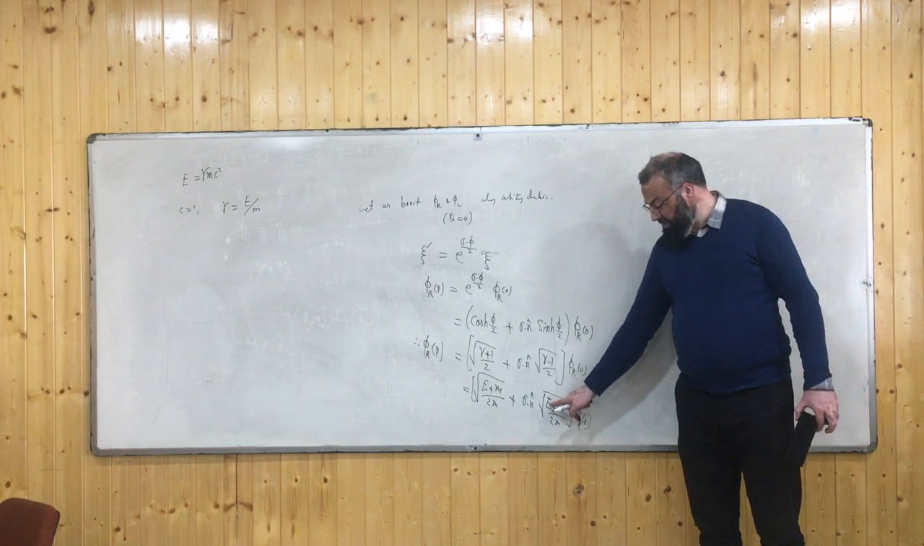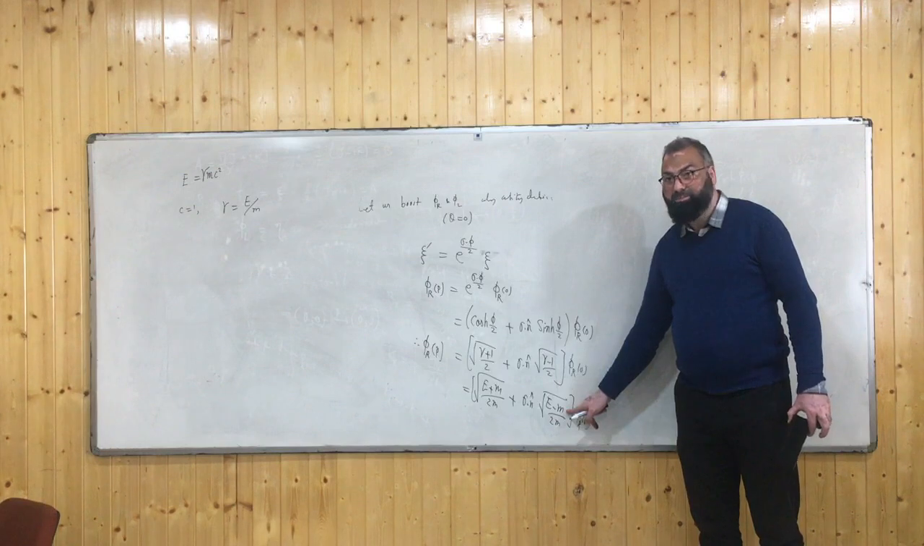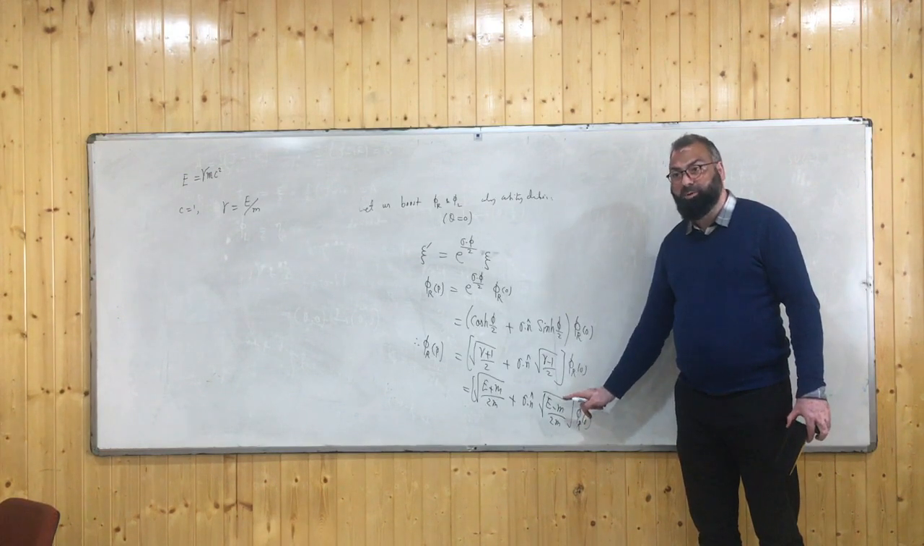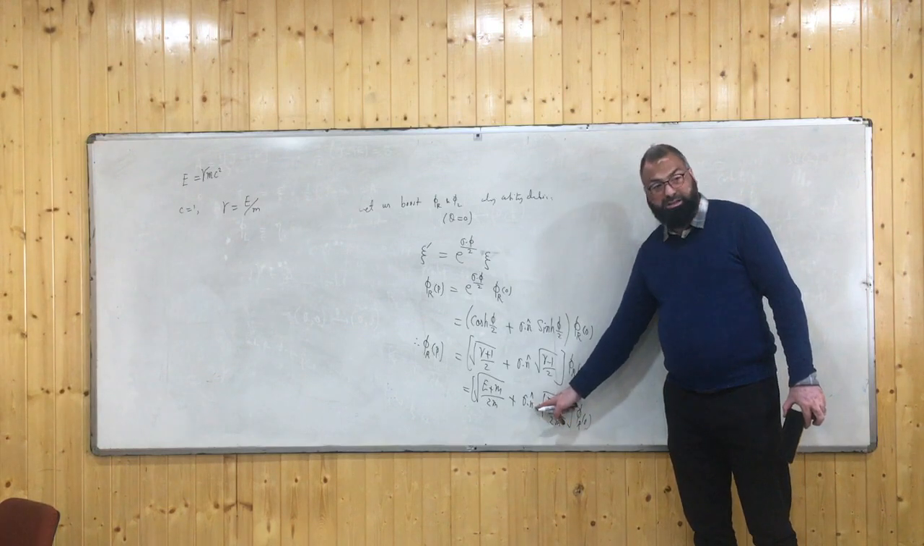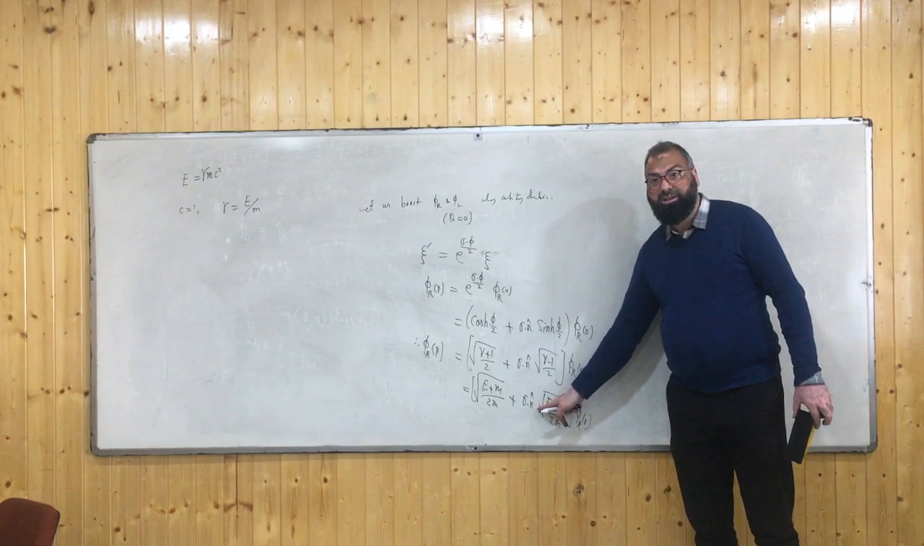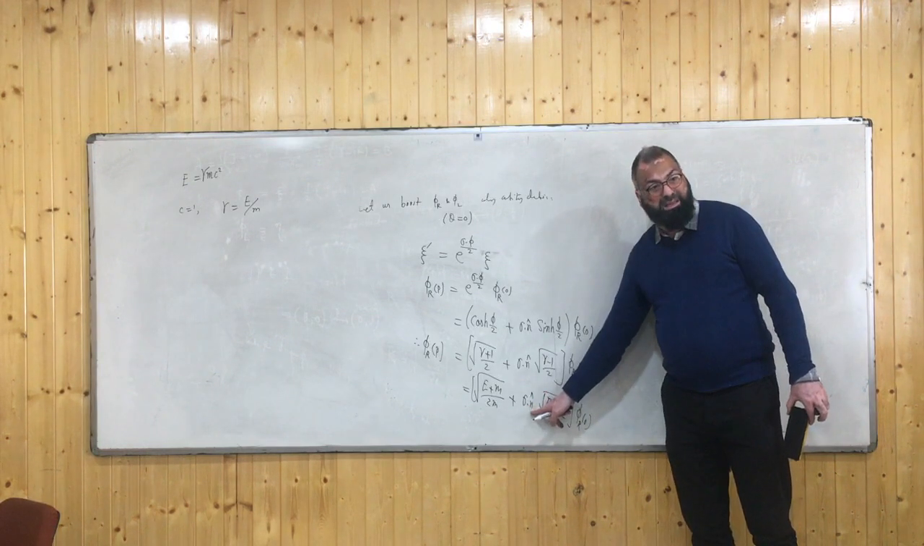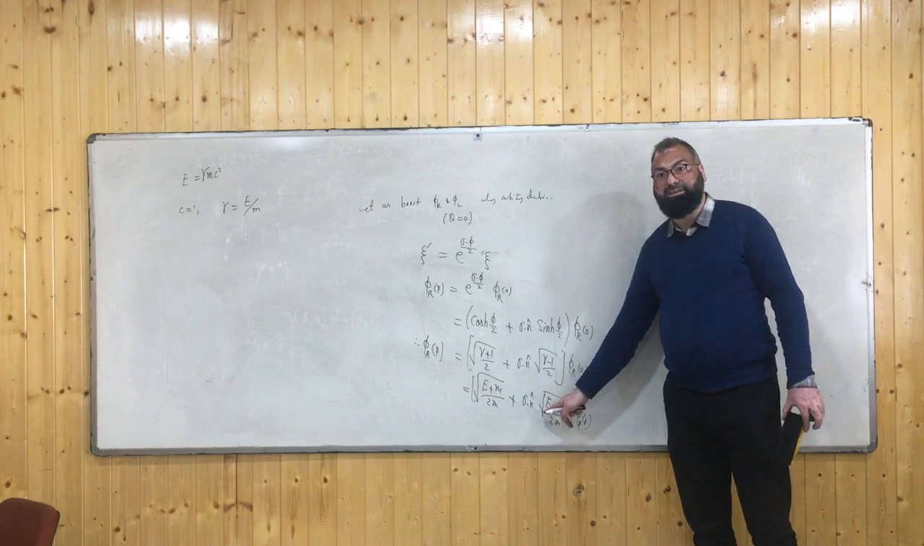What will it be? E square minus m square, which is equal to p square. So the root of p square is simply the magnitude of the momentum. Multiplied by the unit vector, it gives me the momentum vector. That means this will be sigma dot p, which is very easy to evaluate.